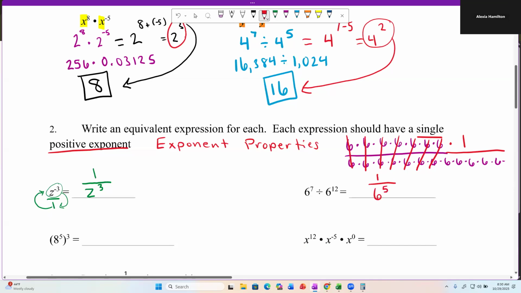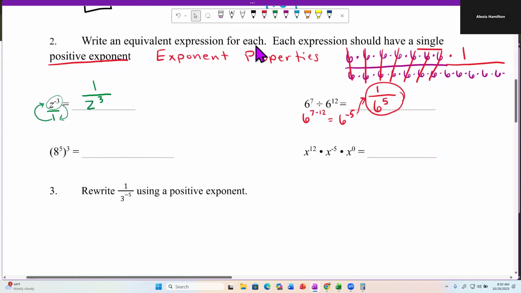How did that happen? Well, had I just used my properties and subtracted my exponents, it's always the first exponent minus the second one. That would have given me 6 to the negative 5. And then what do we do with negative exponents? They switch spots in the fraction. Okay, so it doesn't matter which method you use. Both will give you the same outcome.